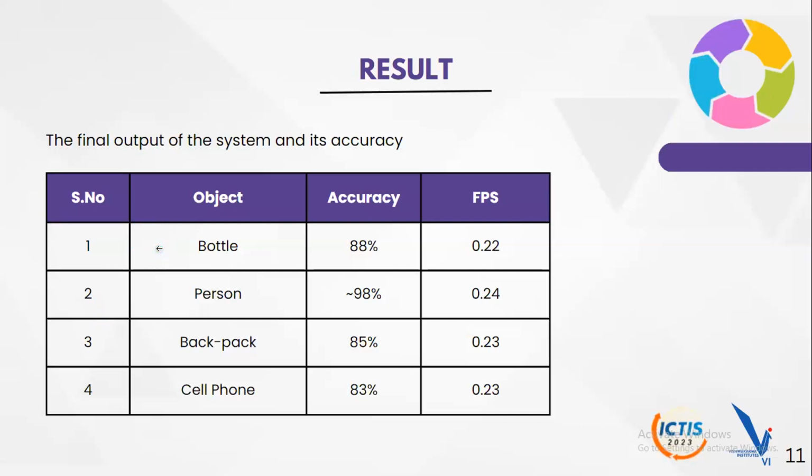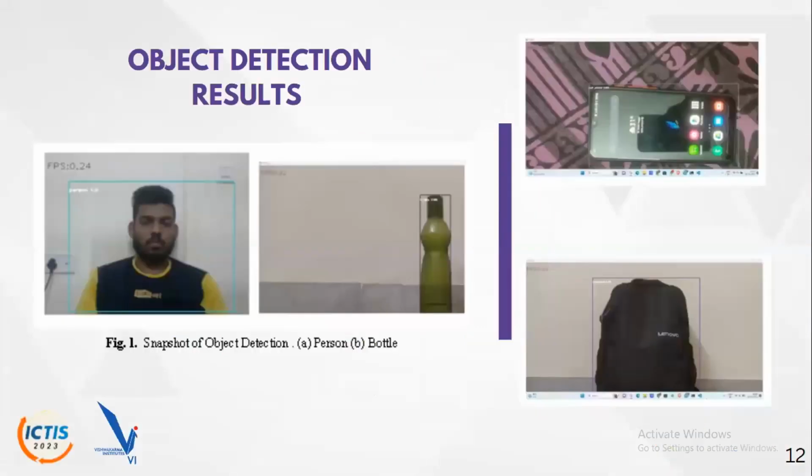Here are some results. We have detected some objects like bottles, paper, persons, backpack, cell phone, etc., with different accuracy for different objects. For bottles it is 88%. For person, approximately 98%. Backpack 85%. And there are some FPS figures. The greater the FPS, the better the result would be. It depends on the processing power, the system architecture and the camera quality.